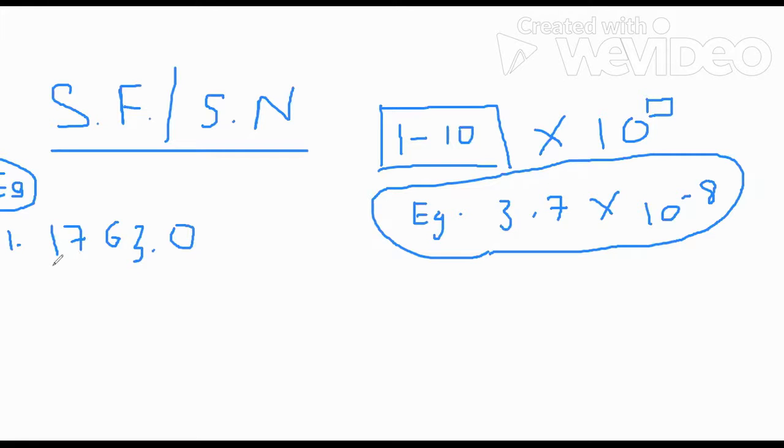I need to put this number between 1 and 10. So where would you put this decimal point to make the number between 1 and 10? Because in standard form, the first number has to be between 1 and 10.